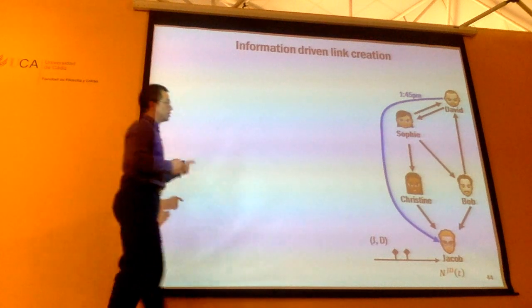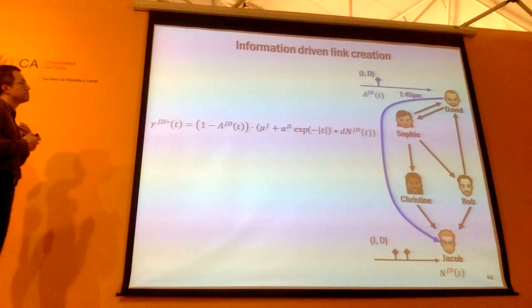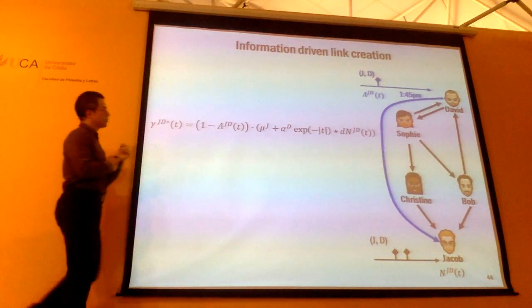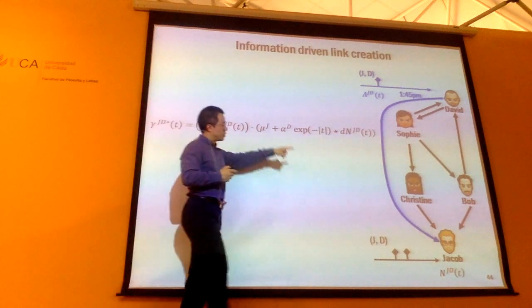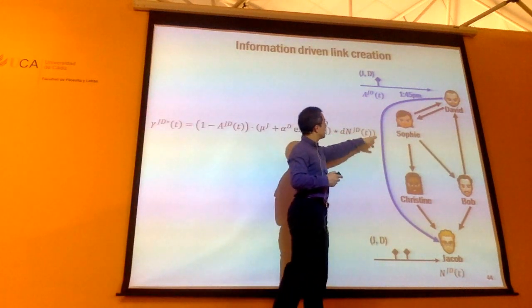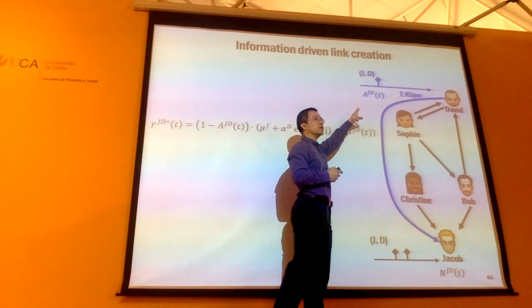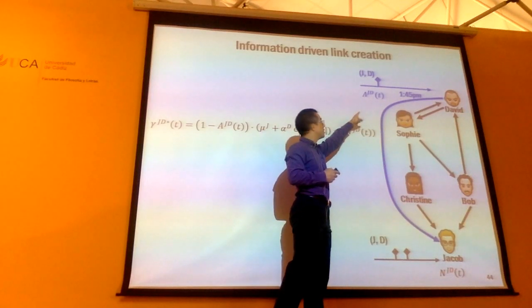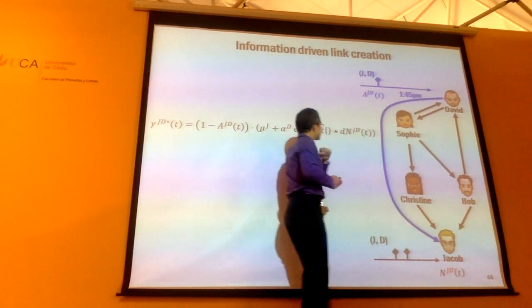You're going to design an intensity function like this. So this edge between Jacob and David is going to be A_JD(t). It's some kind of counting process over time, so it's either 0 or 1.